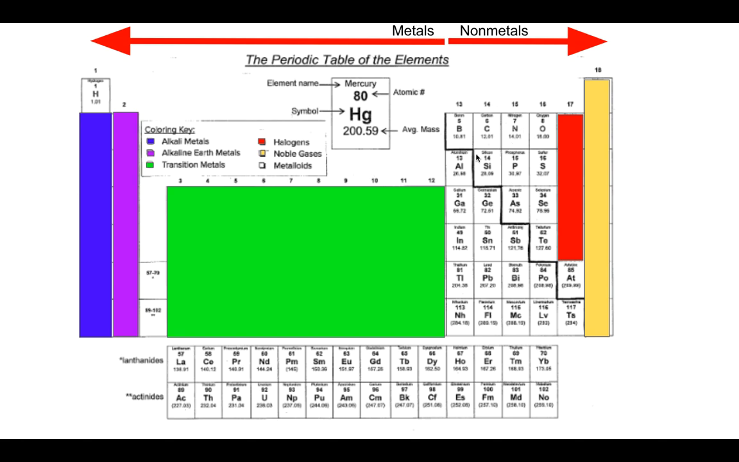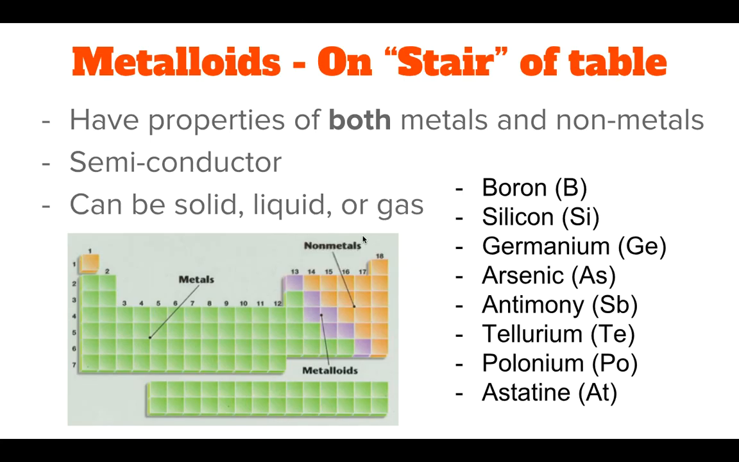Now, we didn't color in all of the nonmetals or all of the metals. They don't all have special names. We're just looking at a few specific ones. The last group that we need to talk about is the metalloids. And the metalloids are the ones that are kind of on the stair of the table, so right above and right below that stair line. We call them metalloids because they have properties of both metals and nonmetals.